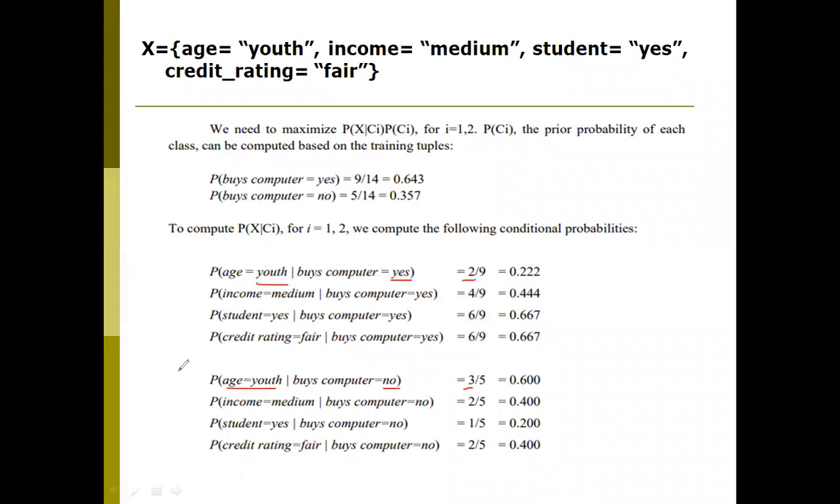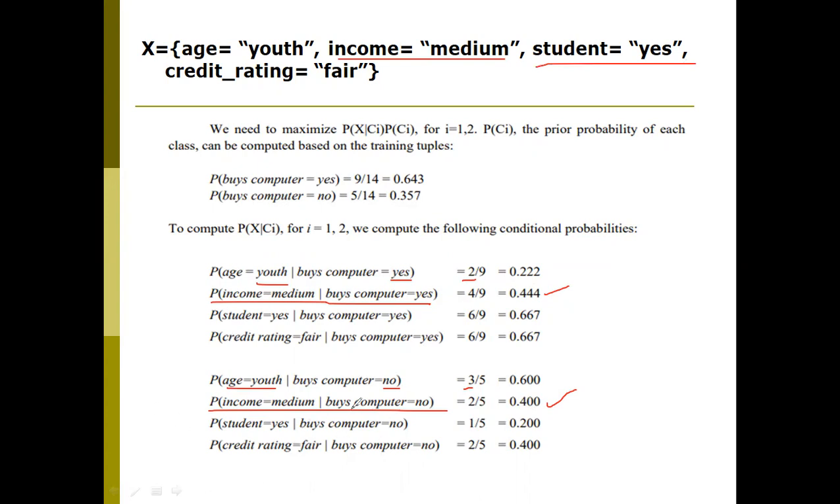Clear? Right. Second one, in the same way, here I am going to calculate the second tuple, income. Income is medium. So income is medium given buys computer yes, and income is medium given buys computer no. For this, 4 records are there, 4 by 9, that is 0.444, and if it is no, this is 0.400.